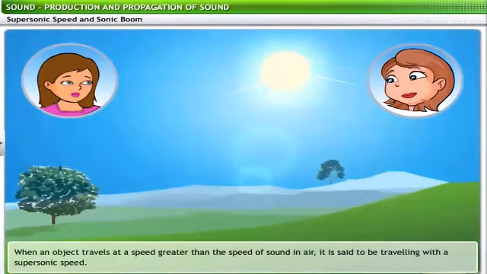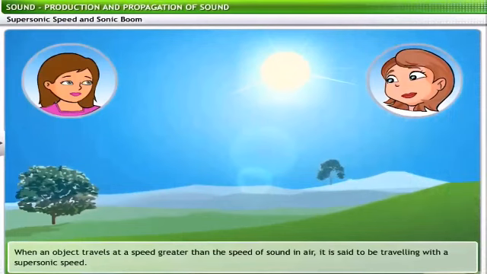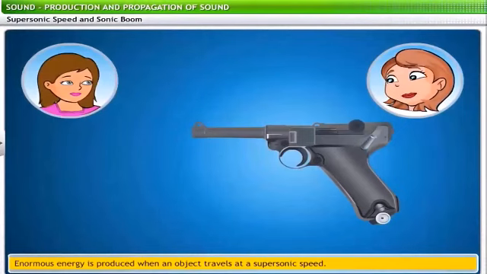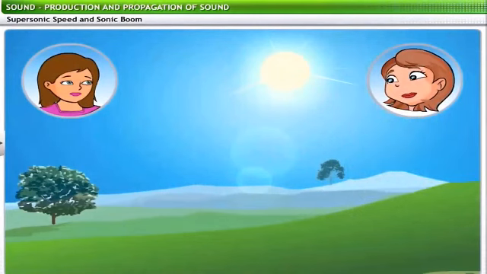And what happens when an object is moving faster than sound can move in that medium? Very good question. Have you ever heard of sonic booms? When an object is traveling at a speed greater than the speed of sound in air, it is said to be at a supersonic speed. For example, a bullet fired from a gun travels at a supersonic speed. Some jet aircraft, at times, travel at supersonic speeds. When an object, like a jet aircraft, travels at supersonic speed, it produces shock waves in the surrounding air. These waves carry enormous energy.